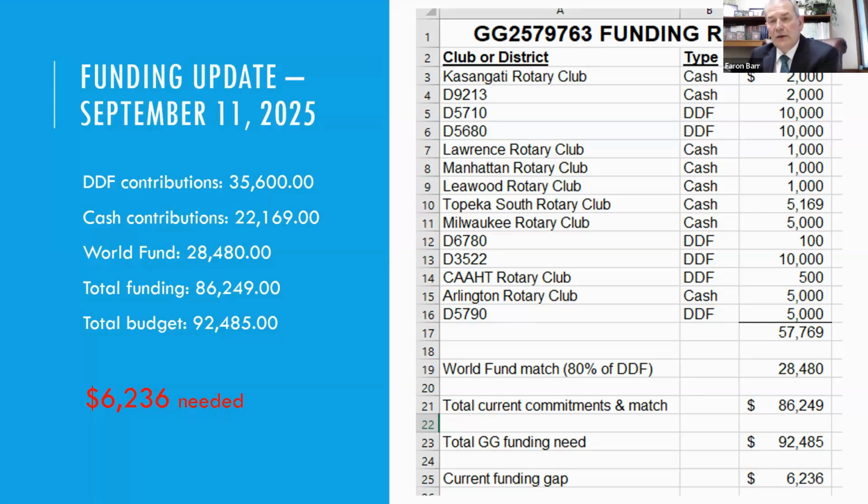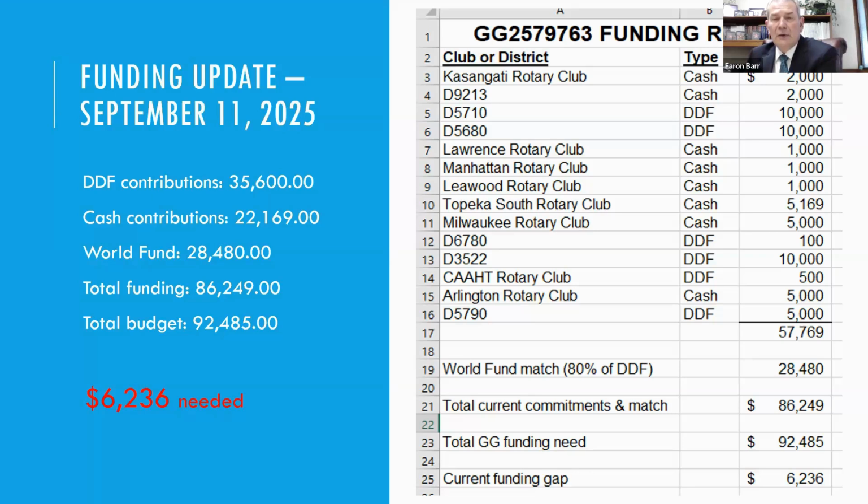5710, that is Northeast Kansas. That's the district that Jennifer, Patty, and I all sit in right now. 5680 is almost the remainder of Kansas, so it's South and West Kansas. Between 5710 and 5680, we represent 98 of 105 counties in the state of Kansas. So that gives you that idea. Lawrence, Manhattan, Leawood, Topeka, they are all in 5710.